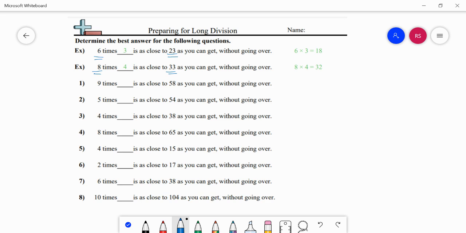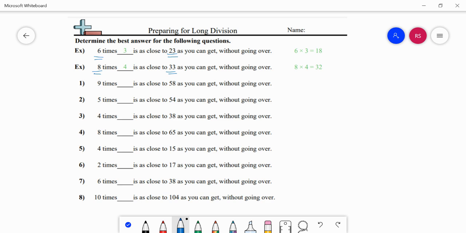So if I were to draw this out and I were to draw out my 33 stars or my 33 circles or my 33 tally marks and create groups of 8, I would only be able to create 4 equal groups of 8. And I would actually have 1 left over because if I was able to make 4 groups of 8, that's a total of 32. And I have 1 left that doesn't get to go into an equal group. Okay, so that's kind of what we're thinking about here.